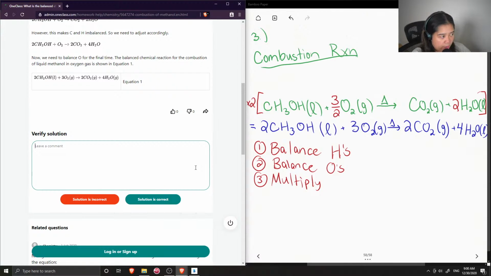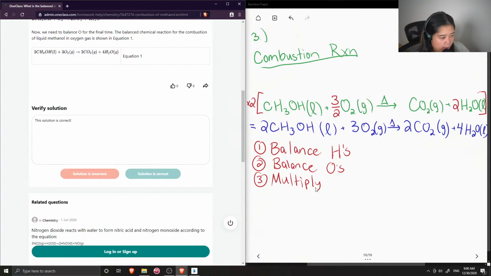So there are 2 different ways you can go about answering this question. It just depends on whether or not you like to deal with the fractions, or if you don't mind going back a few steps to fix your coefficients. Okay, so this solution is correct.